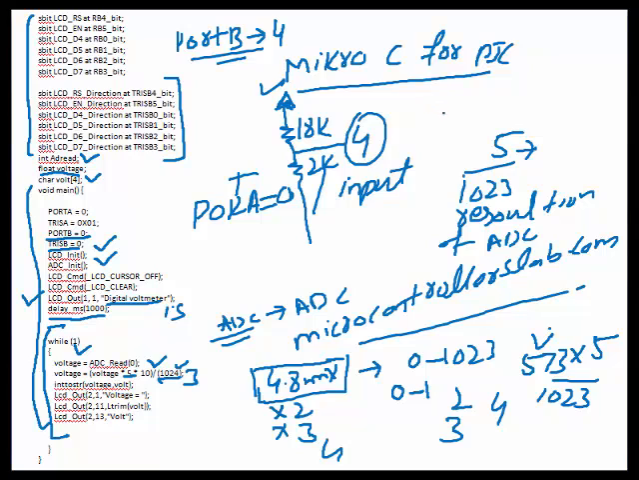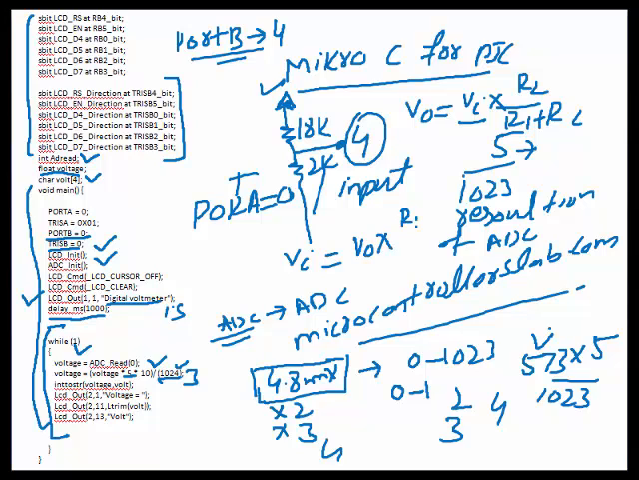For example, you recall the voltage divider formula was V naught is equal to V in multiplied by R2 divided by R1 plus R2. So here we are using it in the opposite direction. For example, we want to measure Vin. So what we are doing, Vin is equal to V naught multiplied by R1 plus R2 divided by R2.